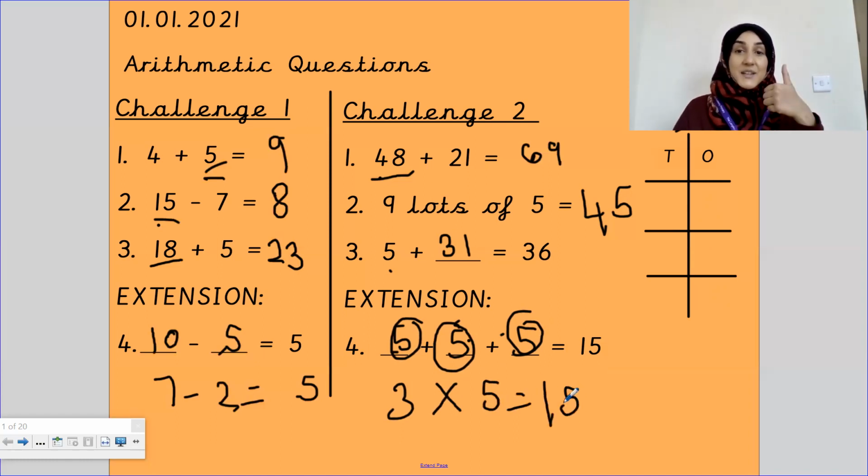Fantastic, Morris class. Well done for completing your arithmetic. I will be checking on Tapestry to see which 3 numbers you have added together to make 15, as well as extension 1. Okay, let's begin the next part of our maths lesson.